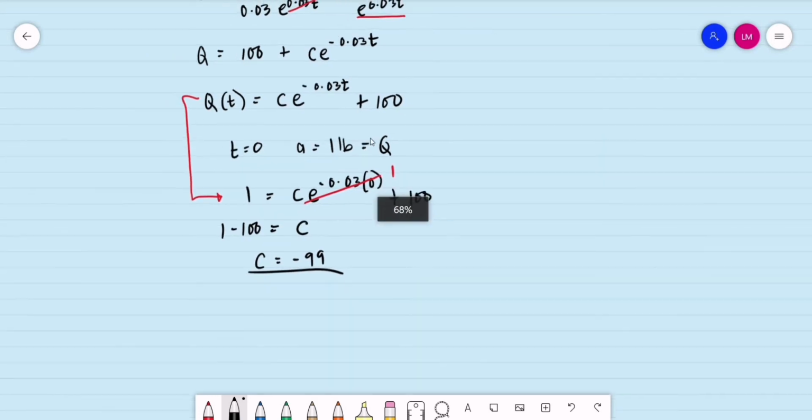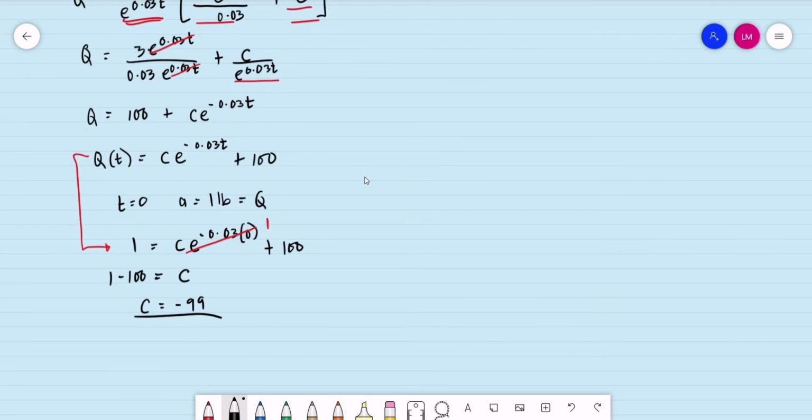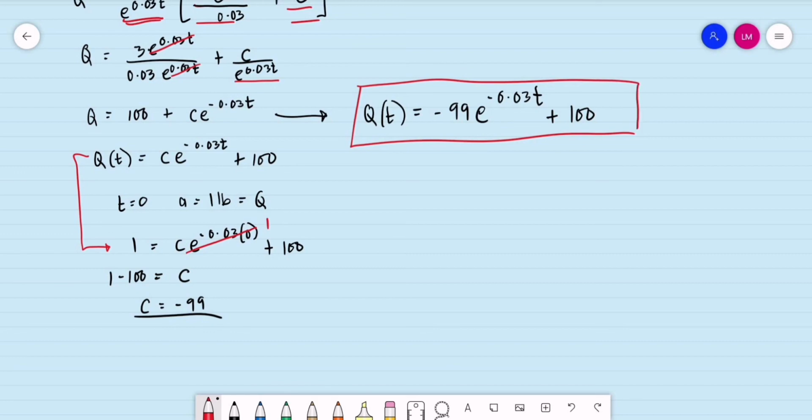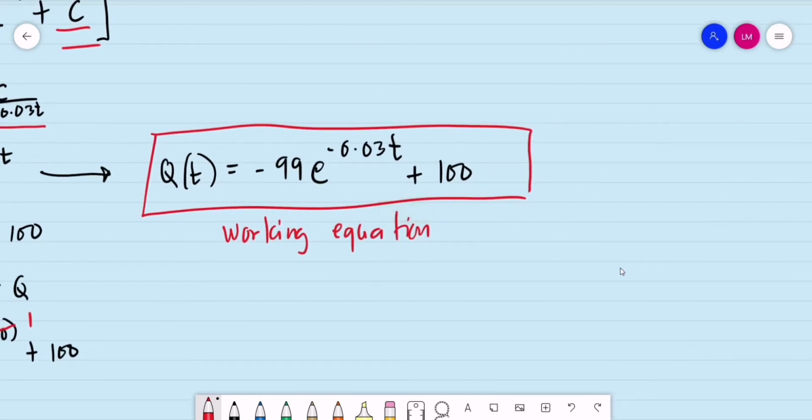So therefore, we'll be having our working equation. The working equation will be Q at any time t is equal to negative 99 e raised to negative 0.03 of the time t plus 100. So this will be our working equation, the amount of salt at any time t is equal to negative 99 e raised to negative 0.03 of time plus 100.